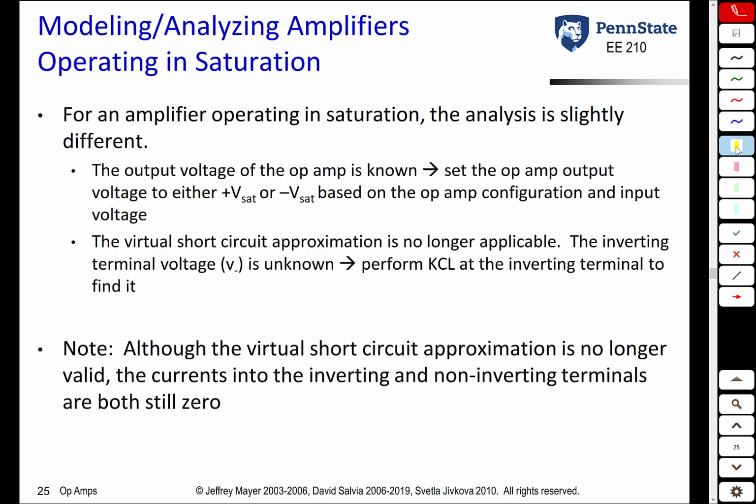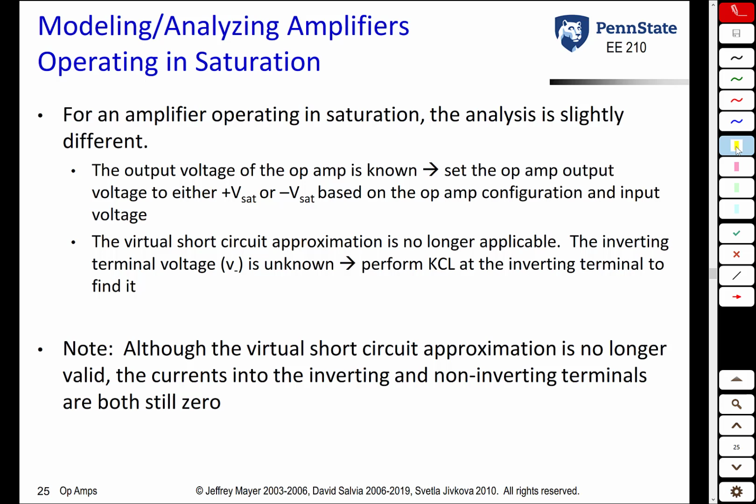When a closed-loop op-amp circuit is in its linear or non-saturation region of operation, we saw that there are two very useful approximations that we can use to simplify the circuit. One is the virtual short circuit approximation, where the voltage at the inverting terminal tracks the voltage at the non-inverting terminal, so they're virtually the same thing. The other is that the current into both the inverting and the non-inverting terminals of the op-amp is going to be virtually zero. Now let's see what happens when the op-amp is in saturation.